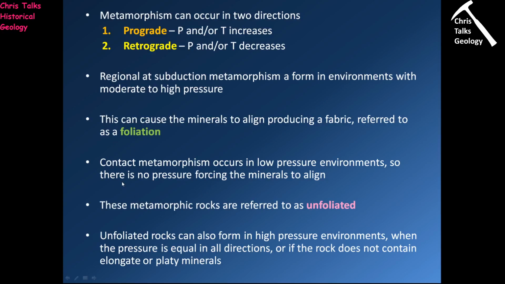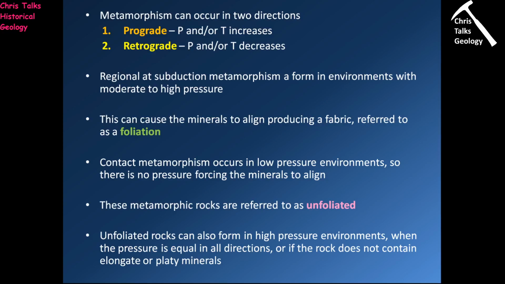Contact metamorphism, on the other hand, occurs in low pressure conditions. This means there's no force which is trying to make the minerals align. This means you don't get a foliation, so contact metamorphic rocks will be unfoliated. So the presence of this foliation tells us if the rock has been exposed to higher pressures, in which case we'll get a foliation, or lower pressures, in which case we will get an unfoliated metamorphic rock.